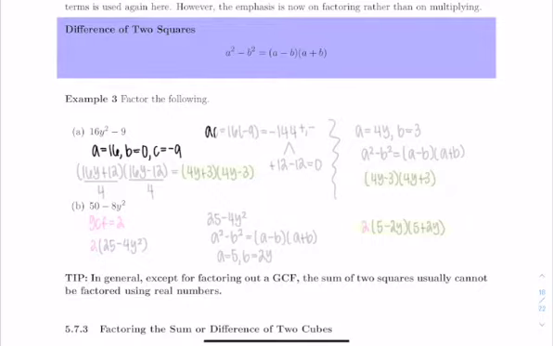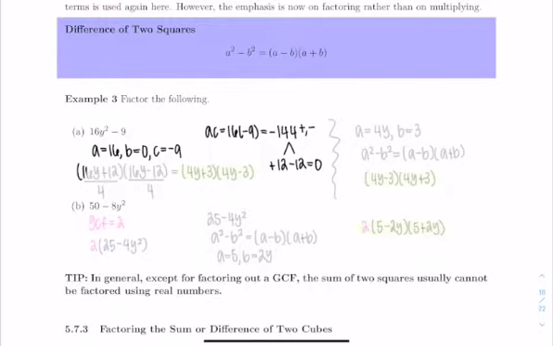So when I do a times c, I have 16 times negative 9, which gives me negative 144. I'm going to have one positive and one negative. And because the goal is to get to 0, we want to find factors that are the same, which in this case would be 12 and 12. Because one positive and one negative, when I combine them together, gives me that 0 that I'm looking for.